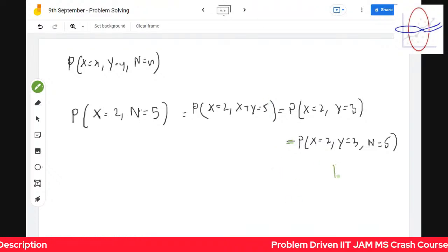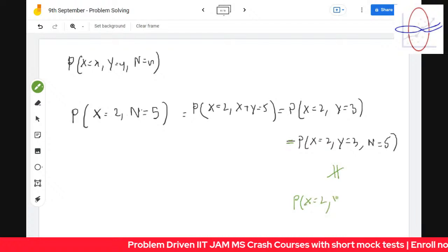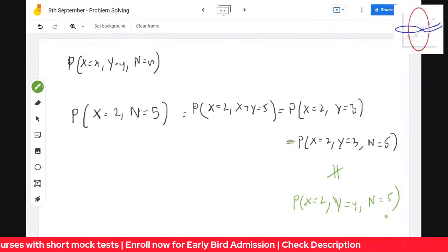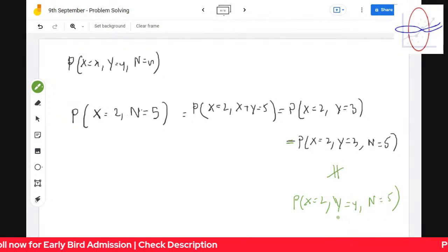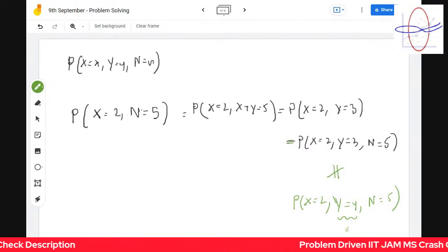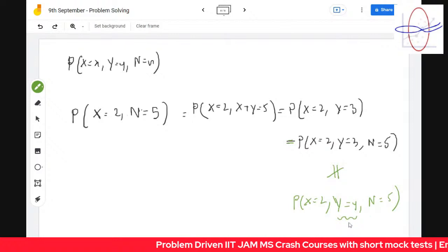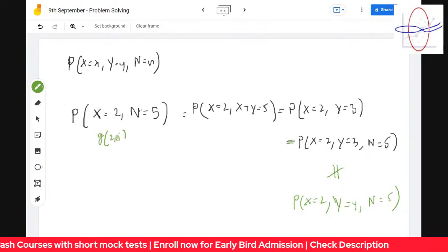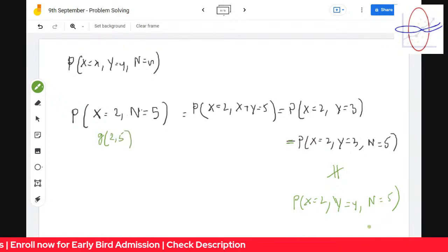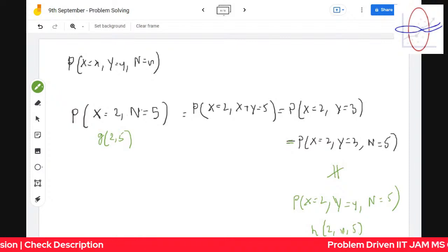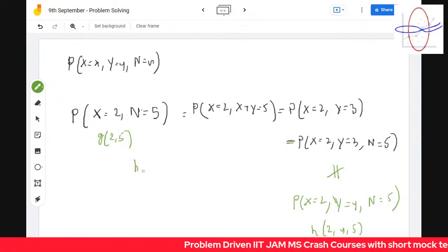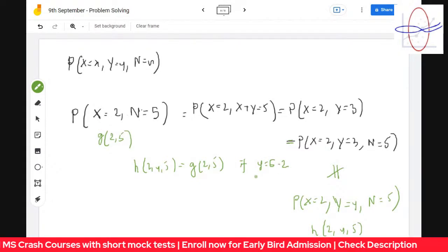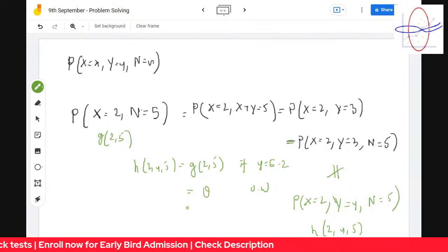So I am telling this is not equal to probability x is equal to 2, y is equal to y and n is equal to 5. Why? Because there's an extra variable y. If I put y is equal to 500, this will turn out to be 0. So this is not equal to this. It's a function g of 2 comma 5, but here it's h of 2 comma y comma 5. There's another variable. Now if y is equal to 5 minus 2, then only h of 2 comma y comma 5 is equal to g of 2 comma 5; it is equal to 0 otherwise. You understand, guys?